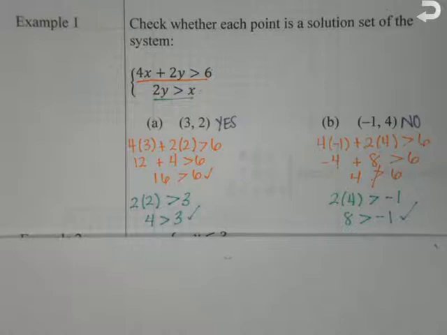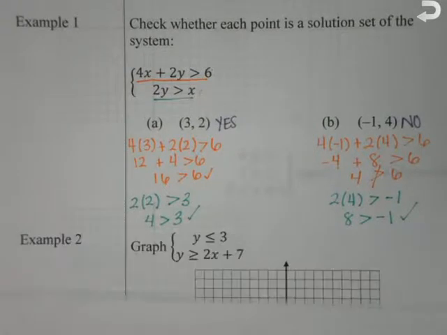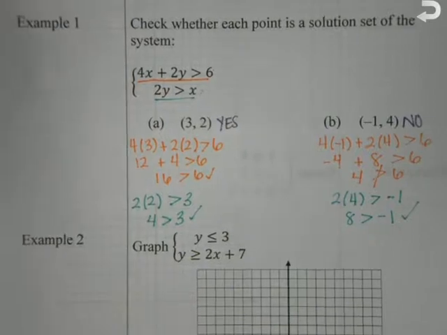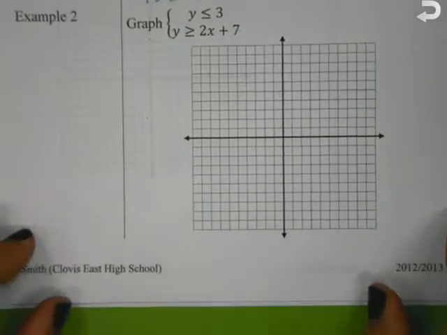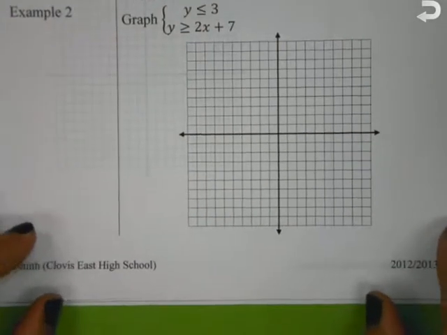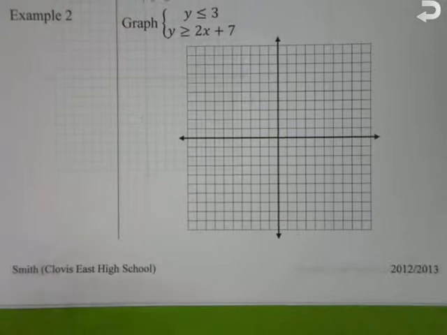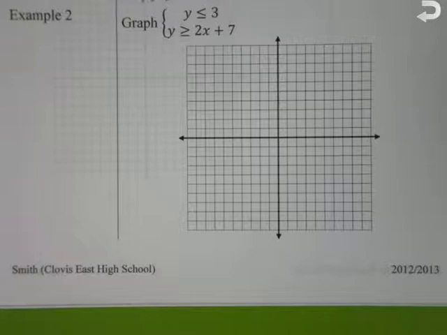Make sense? Okay. So let's actually graph some of these things. Graphing is going to be the same as what we just did in last night's homework, but this time we're going to be graphing 2 lines. Okay? So looking at example number 2, we want to graph y less than or equal to 3 and y greater than or equal to 2x plus 7.